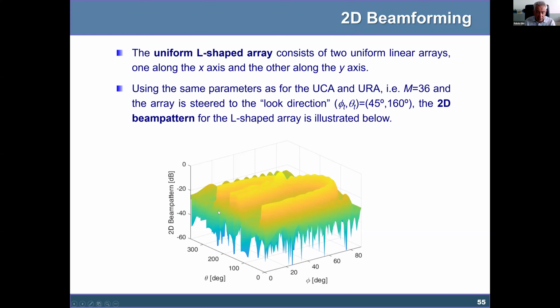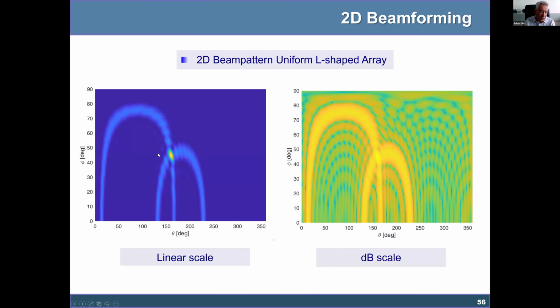In fact, if you look at the two-dimensional beam pattern of the L-shaped array, you have a narrower main lobe, but higher side lobes. You have this ridge with very high side lobes. And you can see very well also from here. So you have very high side lobes with this structure, but a much narrower main lobe. So much better resolution at the cost of worse side lobes.